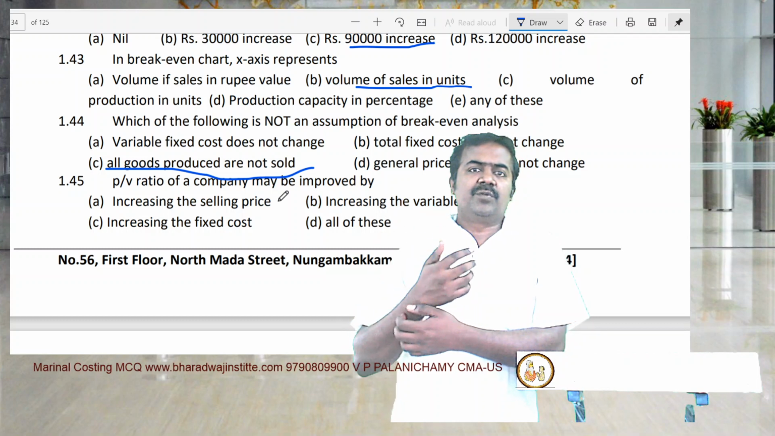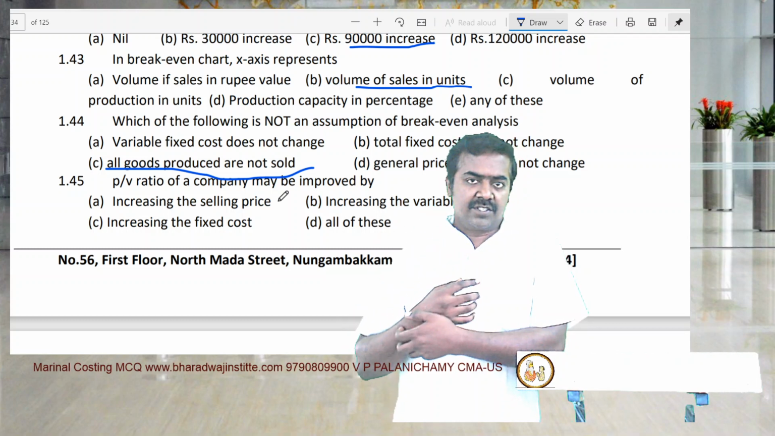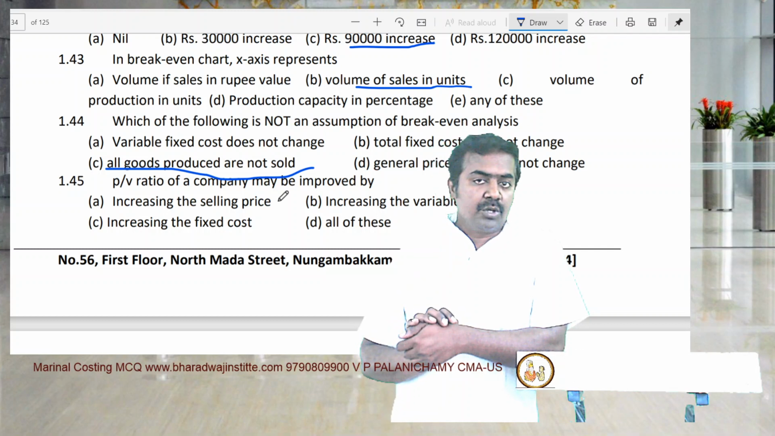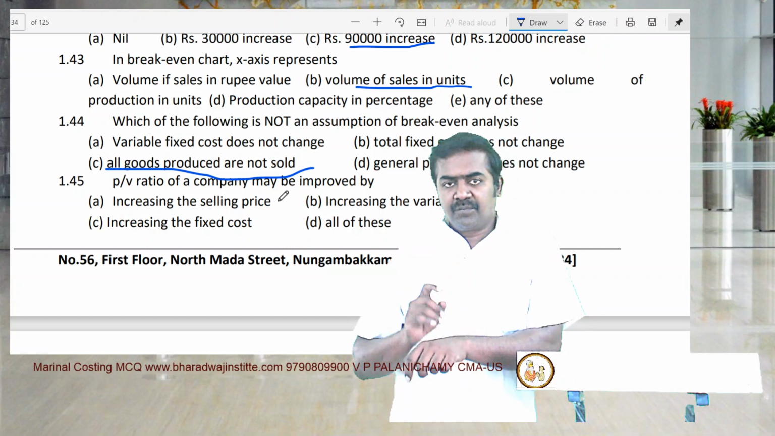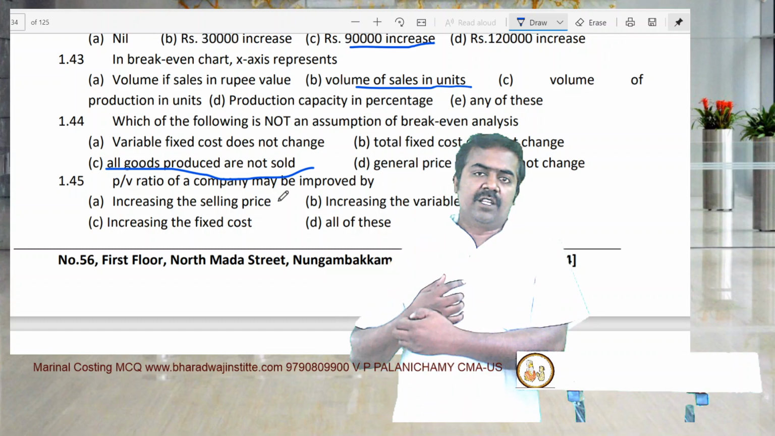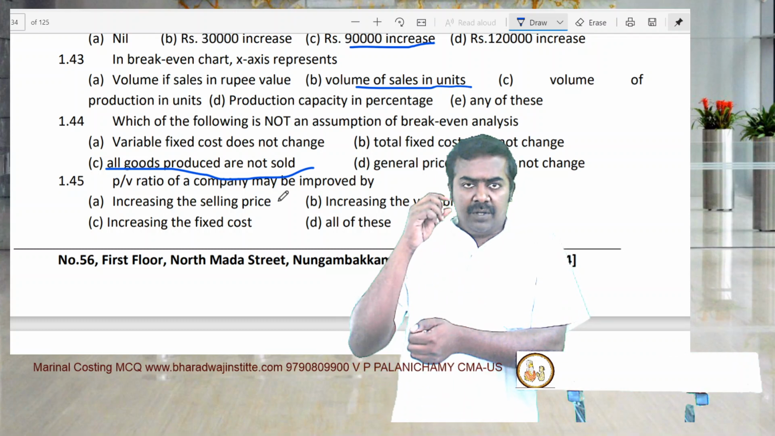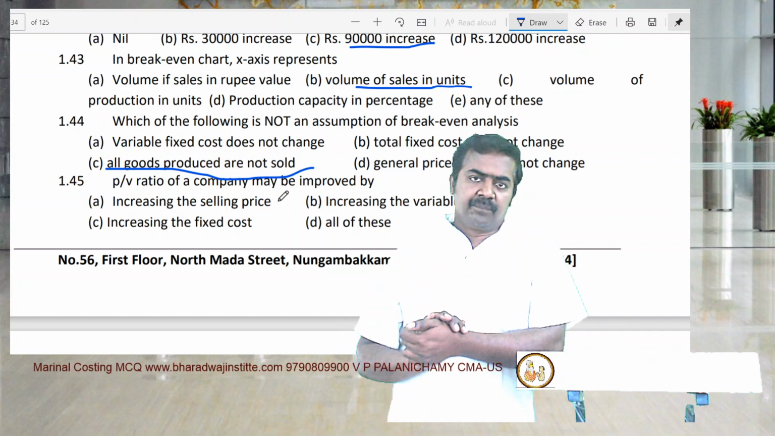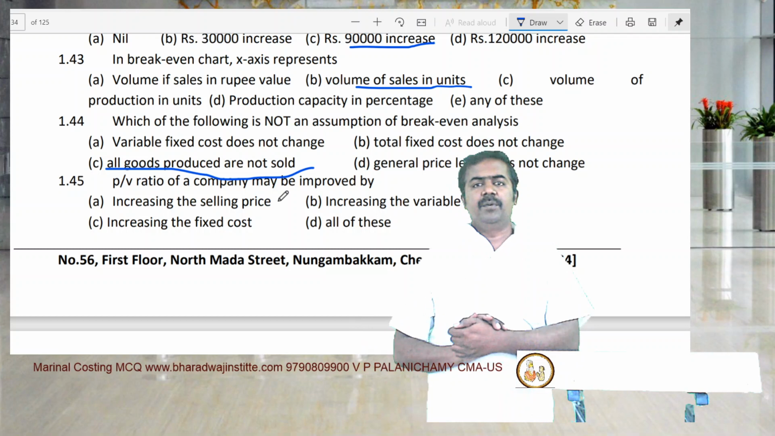The next lecture will have the solution to the test questions. So without taking up the test, I request you not to go to the next lecture or next video. The material is shared in PDF form in the group itself. Please write the test, and you can go to the solution after that. So with that, marginal costing will be over.